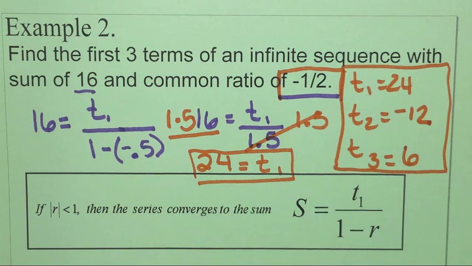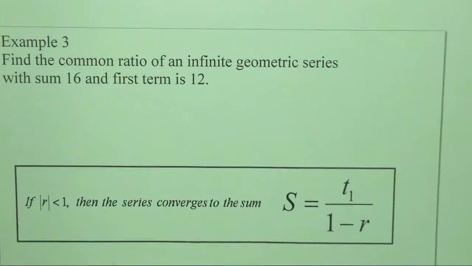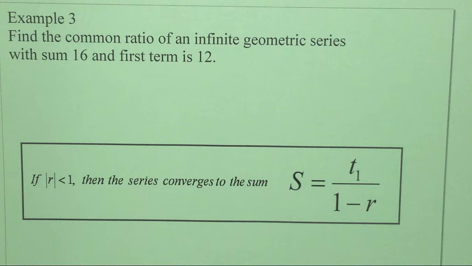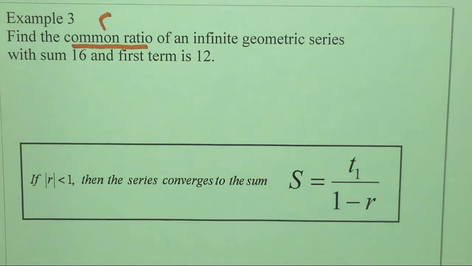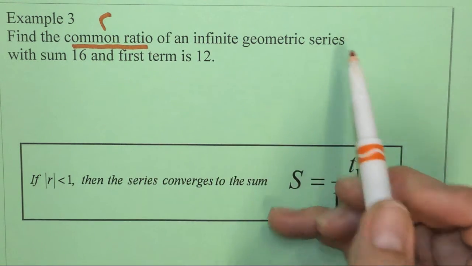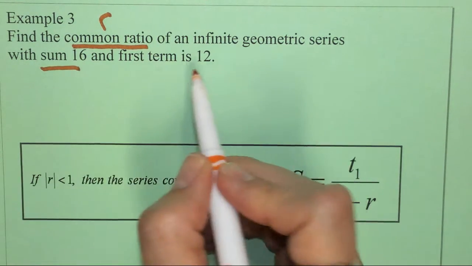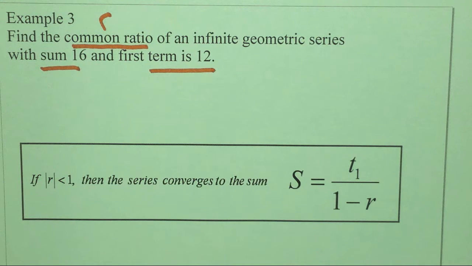We're going to solve for R. So we'll do one of everything. Okay, so example 3. Example 3, it says, find the common ratio. So what am I looking for? R. We're going to look for R, just like we predicted. Of an infinite geometric series, if the sum is 16 and the first term is 12. So we're going to plug in everything we know.